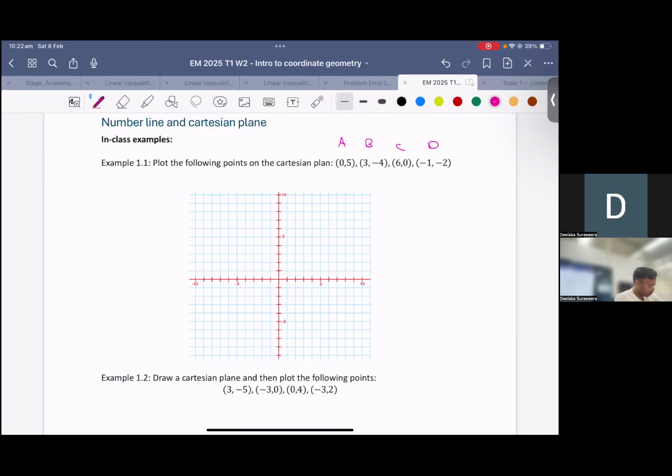Yeah, you finished early. No, wait. I kind of did the wrong one. What do you mean? I did example 1.2 and give them this Cartesian plane. Then do example 1.1 but draw the Cartesian plane.